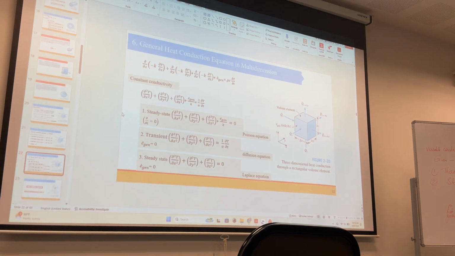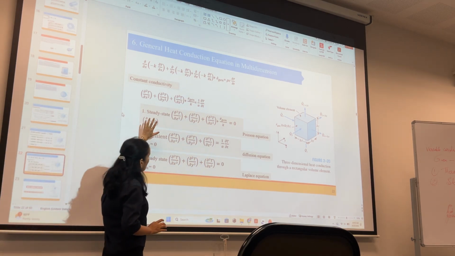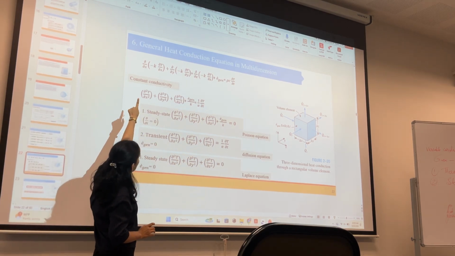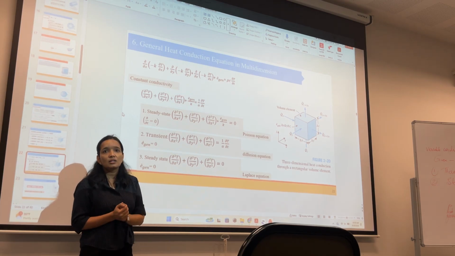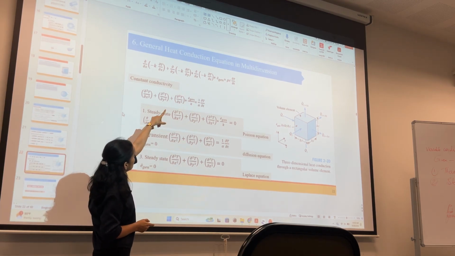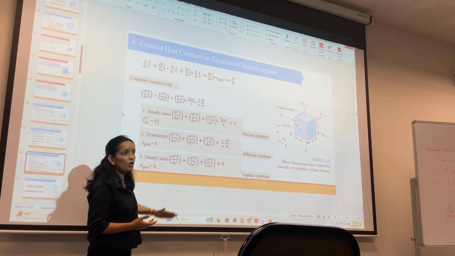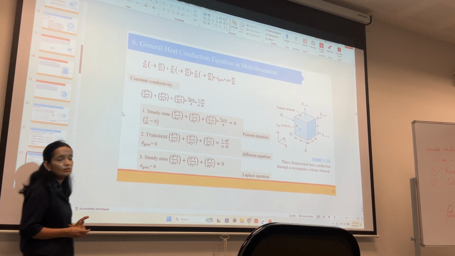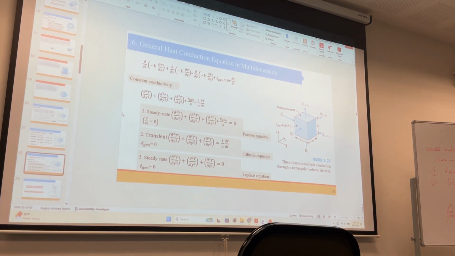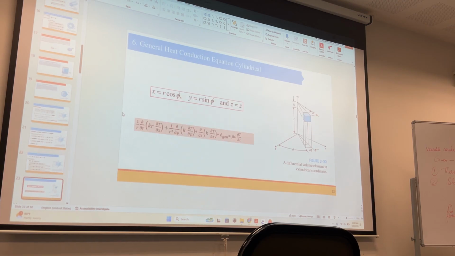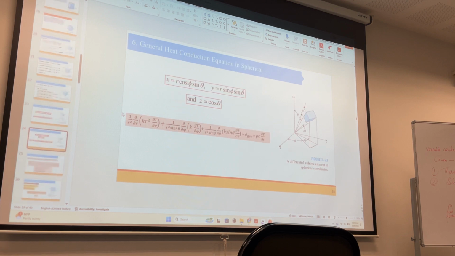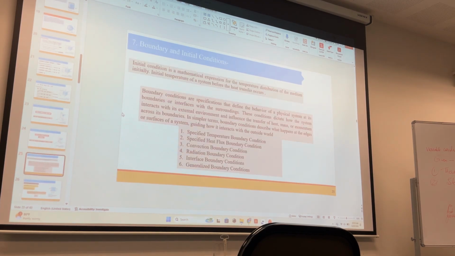So in your exam, on the A4 paper, write these equations. Or you can only write the first equation, and then if the conductivity is constant, just remove the K. Or if you want to write all, you can write all. So this is for the rectangle. This is for the cylinder. And this is for the sphere.